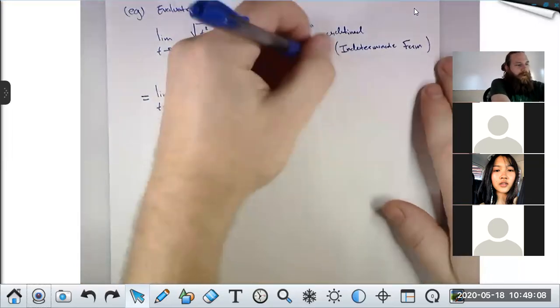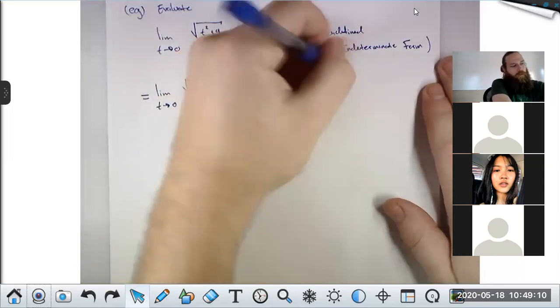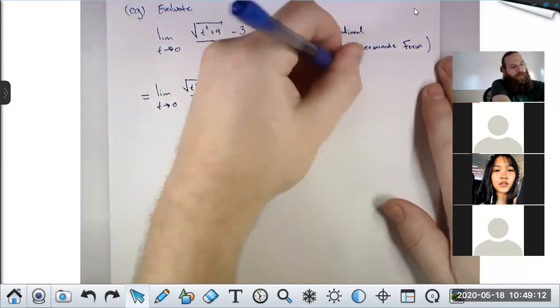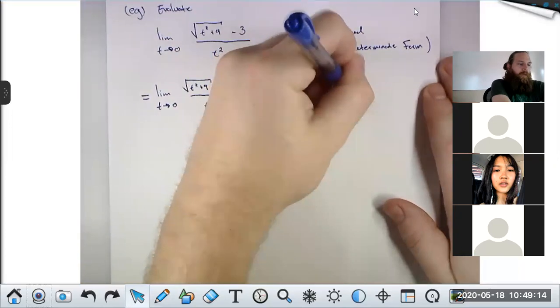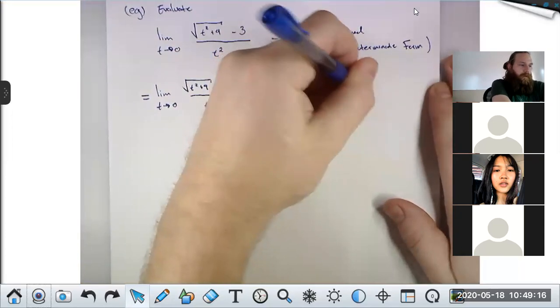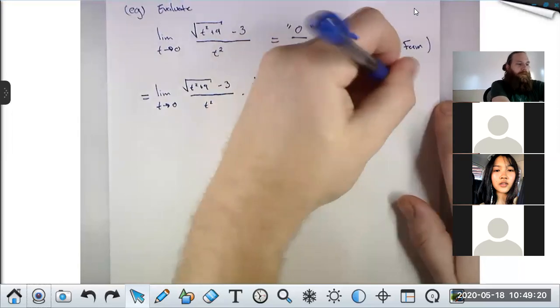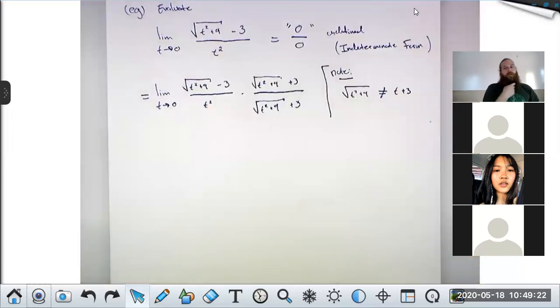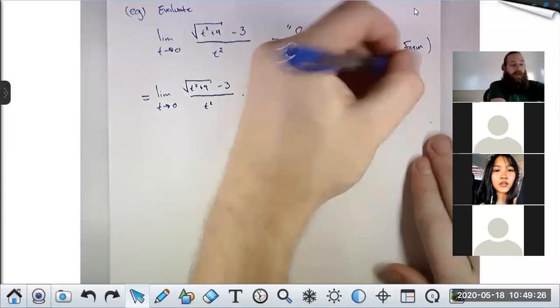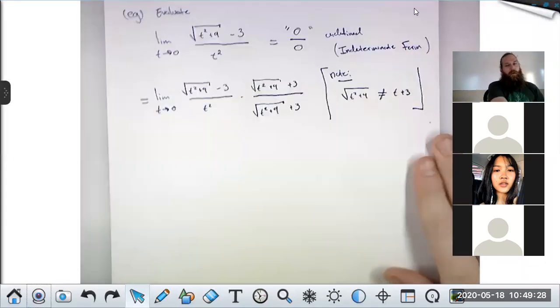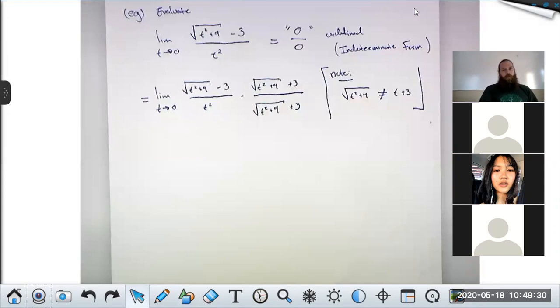I guess I should add here an important note. The square root of t squared plus 9 is super duper not equal to t plus 3 or anything like that. We can't do that. That doesn't work. That's something that I know a lot of people are tempted to do, but it just straight up doesn't work. That's not how square roots work.